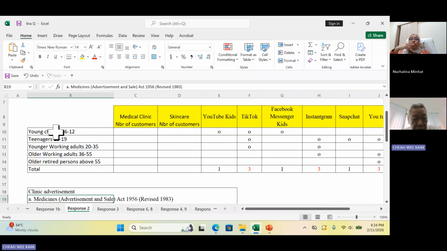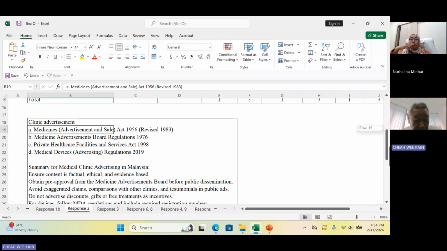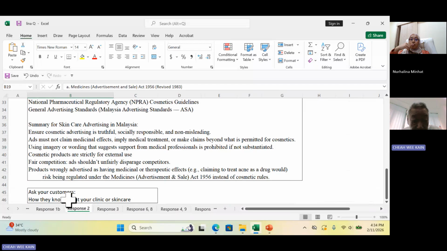What I'm saying is, for these age groups, what are their preferred media? But if your customers are not using any media, how do they know about your clinic? They just walk in, or their father or mother asks them to come here, or their company's panel clinic is yours. There's nothing to do with media. So I want you to not simply spend money.